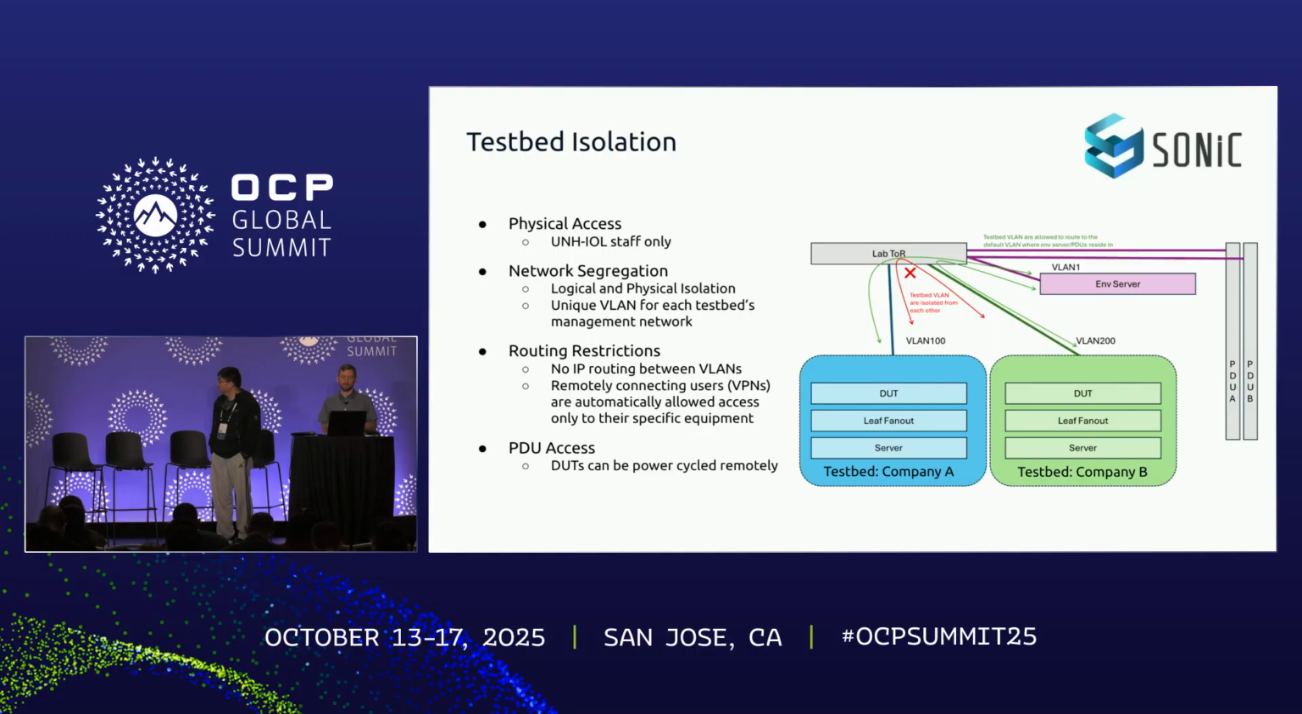Specifically in the environment, we have routing restrictions. We don't allow for routing between testbeds, and we enforce that users that are coming in are assigned only routes that are applicable for the testbeds they should have access to.